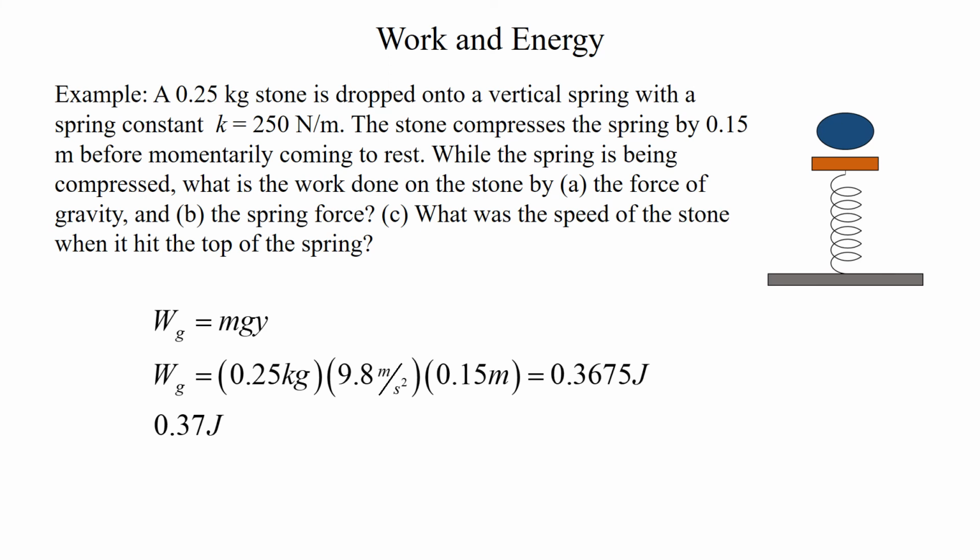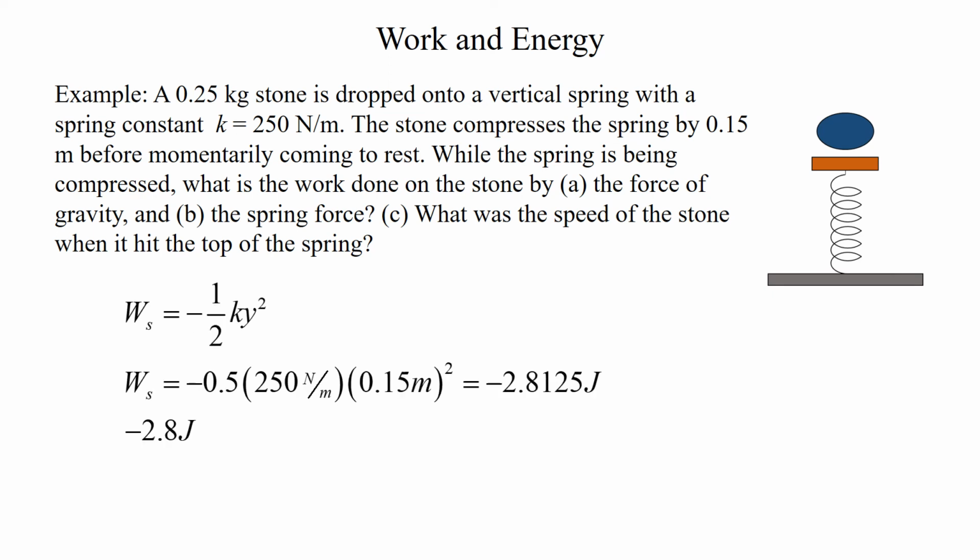All right, so first we want to find the work done by gravity. Well, gravity, of course, is acting down, and our displacement is also down, so the work done by gravity is just mg times the displacement y. So the mass is 0.25 kilograms, g, of course, 9.8 meters per second squared, and our displacement is 0.15 meters. When I crunch those numbers, I get 0.3675 joules. I rounded to two significant figures: 0.37 joules. So that's the answer for part A.